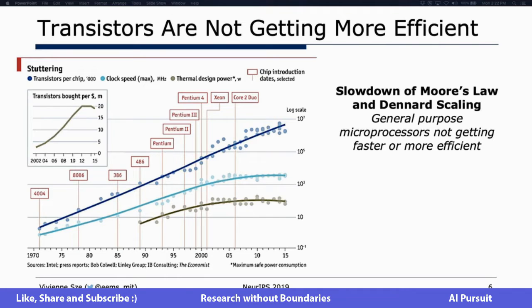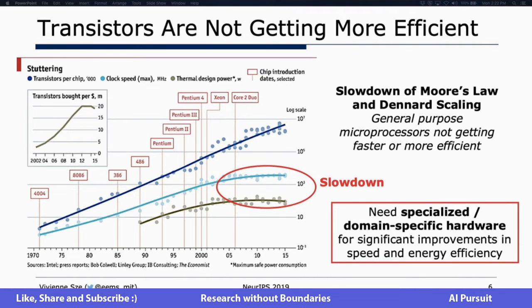We really need to come up with new solutions to meet the compute demands for these emerging technologies of AI and neural nets. So one of the approaches that people have been taking to address this is to design specialized or domain-specific hardware to achieve these speed and energy efficiency improvements. Okay, so there's a lot of exciting activity in this space.